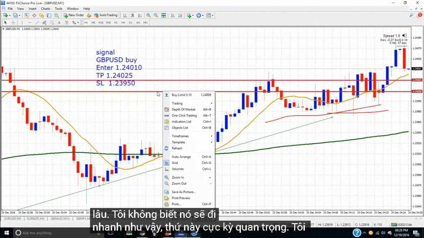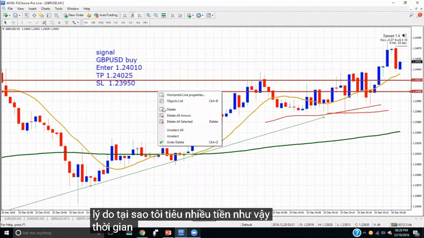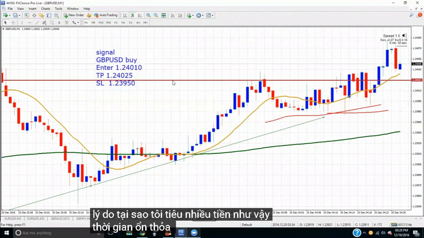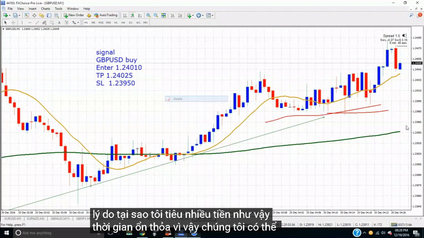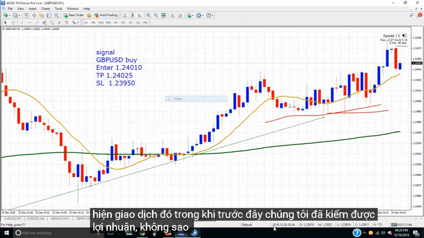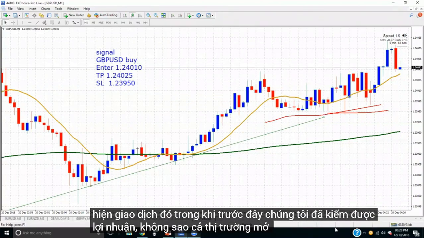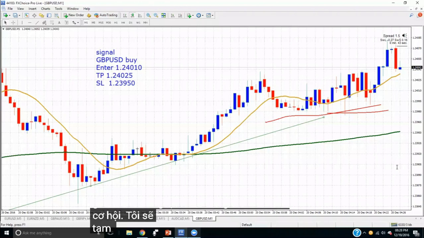This stuff is super important. I mean, that's the only reason why I'm spending so much time with it. Okay, so we could have taken that trade a while ago. We would have been in profit. That's okay. The market's open 24 hours, and it gives us lots of opportunities. All right, I'm going to pause for a minute.